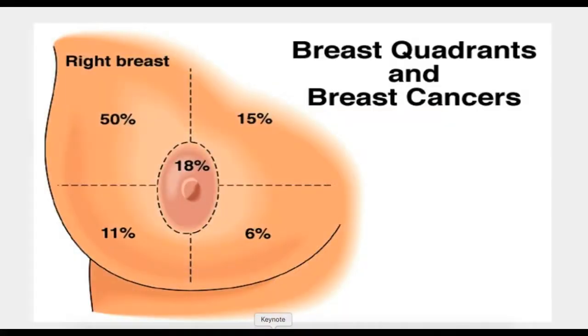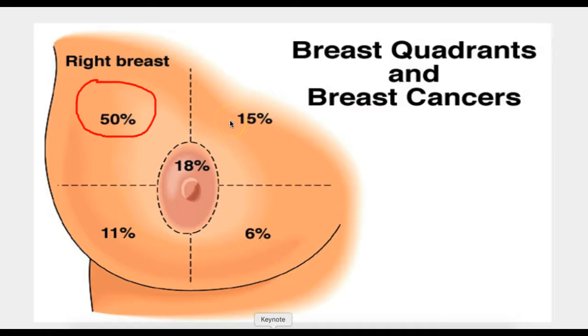So earlier I talked about understanding the different quadrants of the breast. You should know that most cancers occur in the upper outer quadrant of the breast. Okay, so that is an area of focus that we would want to talk to women about, and again, men, to make sure that they're palpating that area very well and getting up under the axilla.